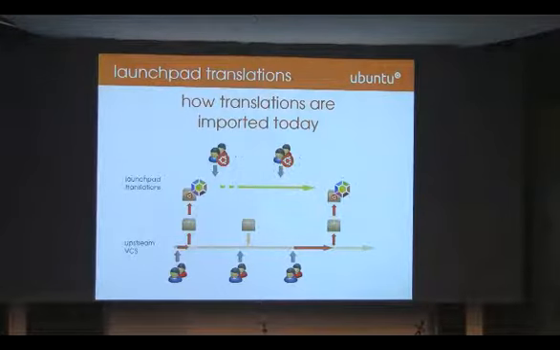How do these translations get into Launchpad? The only way that we can get these translations into Launchpad today is by source packages. So what we do in Ubuntu is basically package those tarballs into packages, and once we upload the package, they get into Launchpad. So that's the only way translations can get imported into Launchpad today.